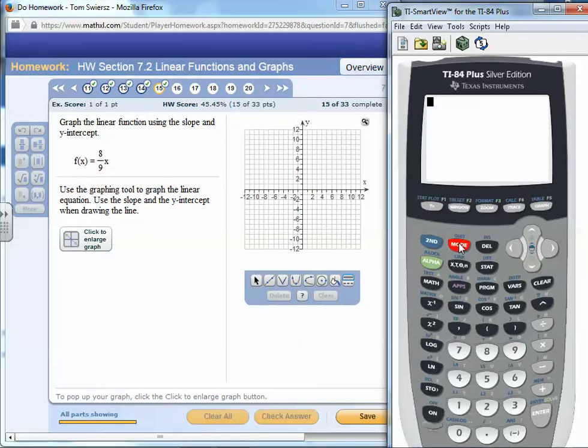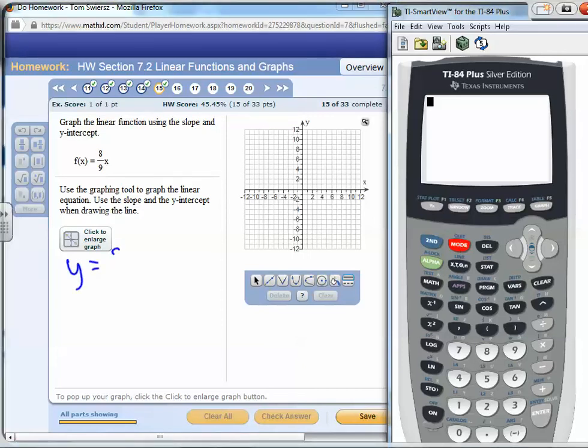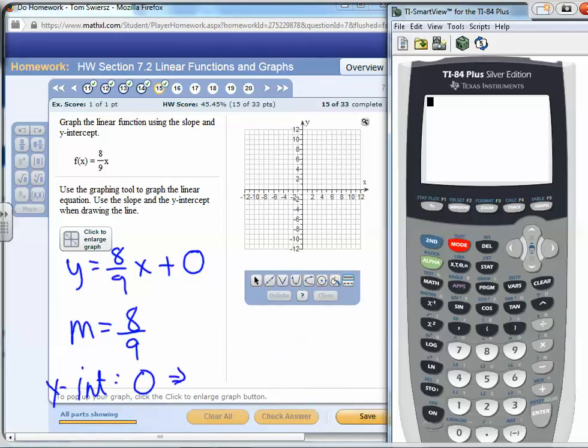Let's look at problem number 15. F of x equals 8/9 x, or really you can just think of it as y equals 8/9 x, and again, nothing's there, so it's 0. So the slope, again, we use m, the number multiplying x, 8/9, and the y-intercept, since there's nothing there, would be 0, so that would correspond to the origin. So the y-intercept would be the origin 0, and then from there we're going to go up 8 over 9.